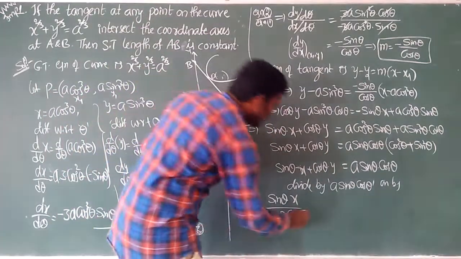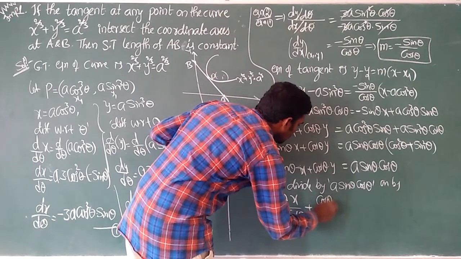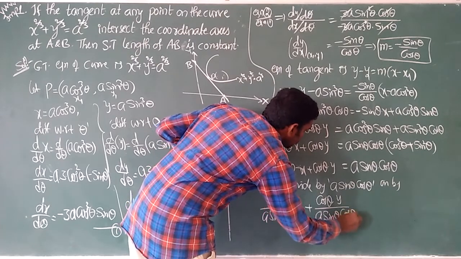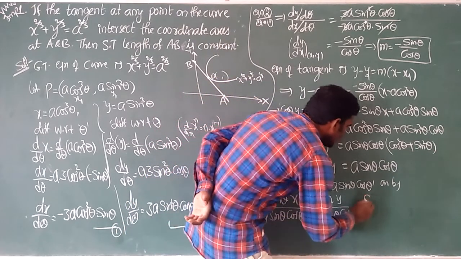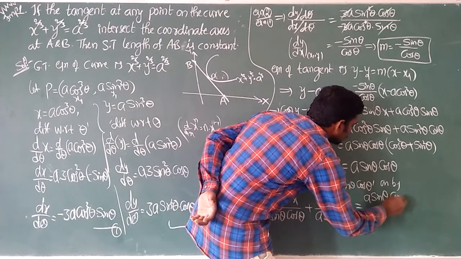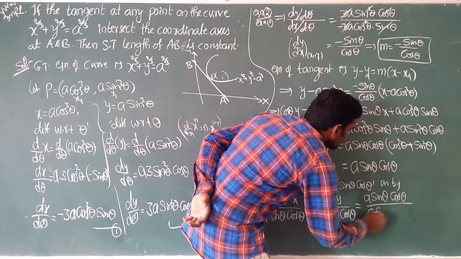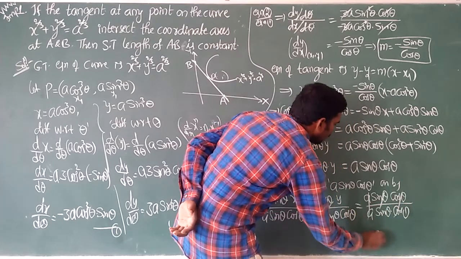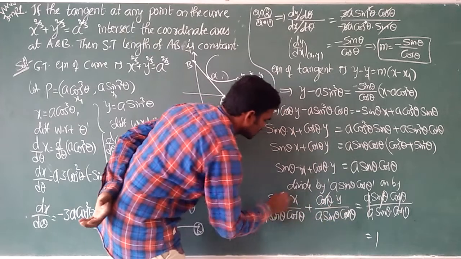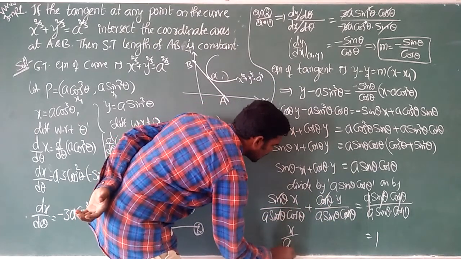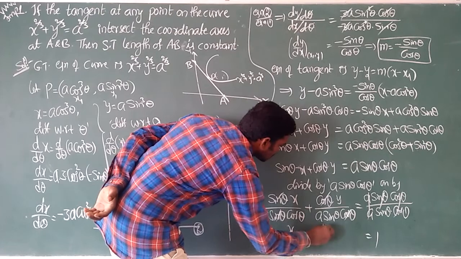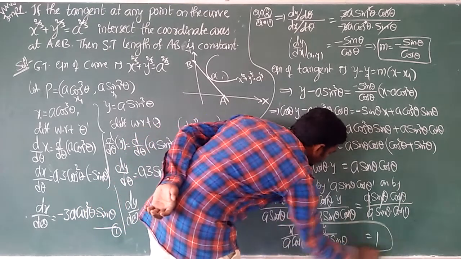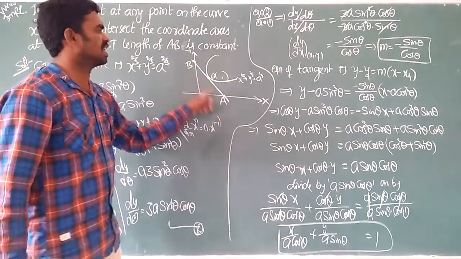Plus cos theta into y by A sin theta cos theta is equal to A sin theta into cos theta by A sin theta into cos theta. See, it gets cancelled. It is equal to 1, that is remaining. Here cos cancels, here sin cancels. The remaining is x by A cos theta plus y by A sin theta is equal to 1. So we got the intercept form of the tangent equation.